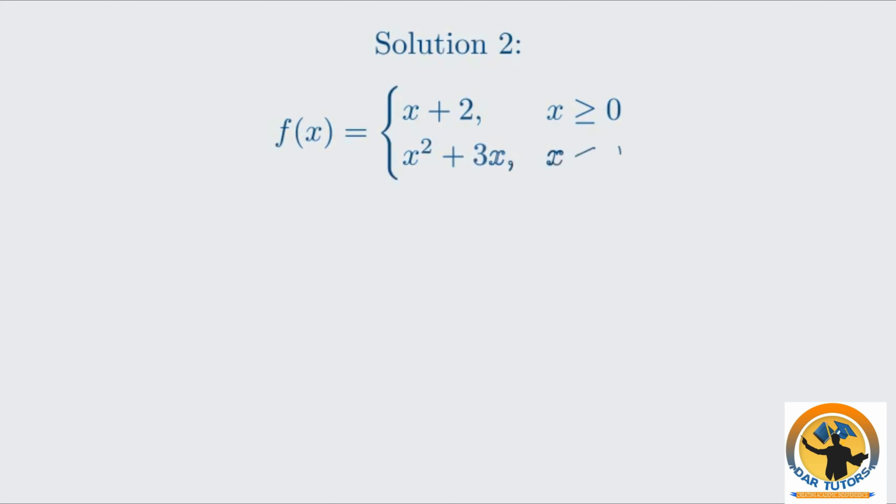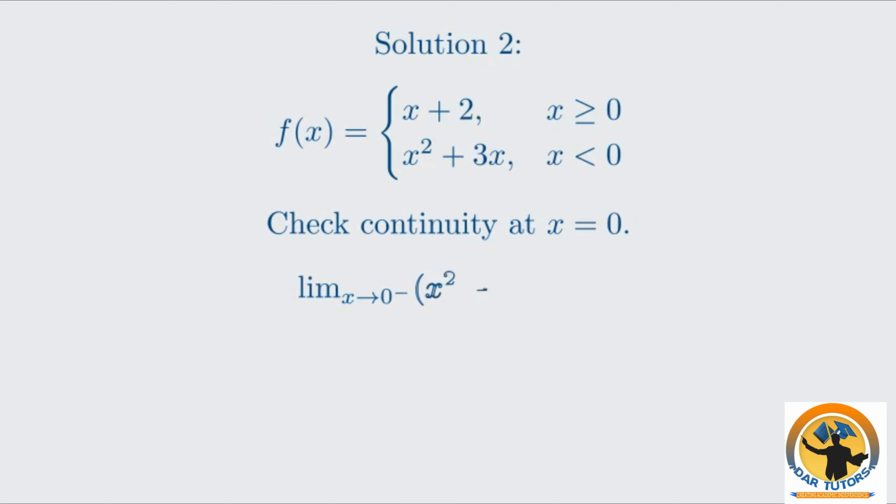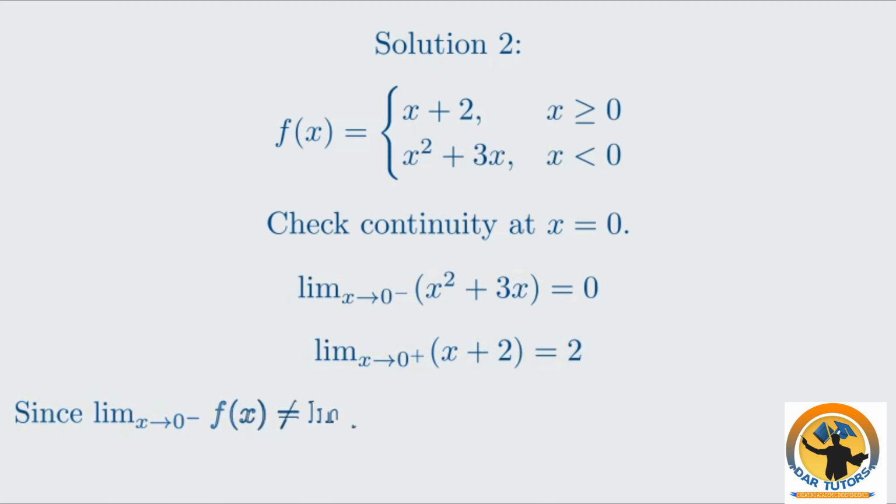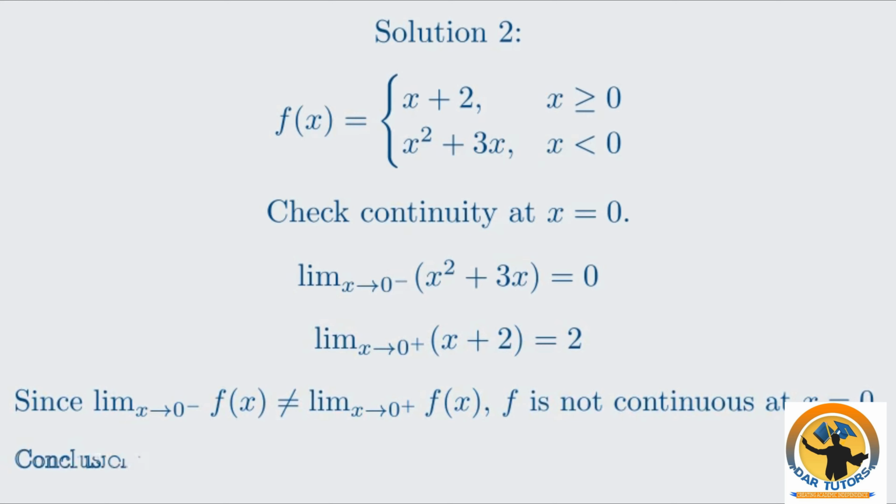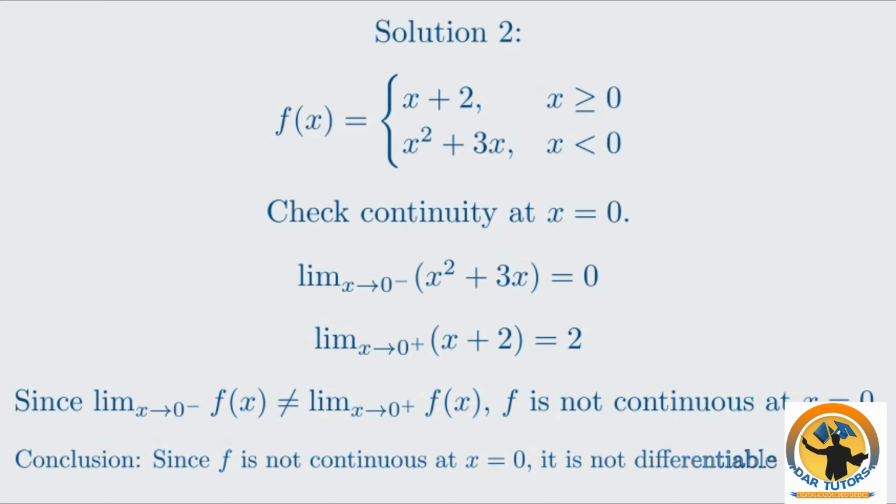Now for question 2. We need to explain why this function is not differentiable at x equals 0. We start by checking for continuity. The left-hand limit is the limit of x squared plus 3x, which is 0. The right-hand limit is the limit of x plus 2, which is 2. Since the left-hand limit does not equal the right-hand limit, the function is not continuous at x equals 0. Because differentiability requires continuity, the function cannot be differentiable at x equals 0. The graph has a jump discontinuity.